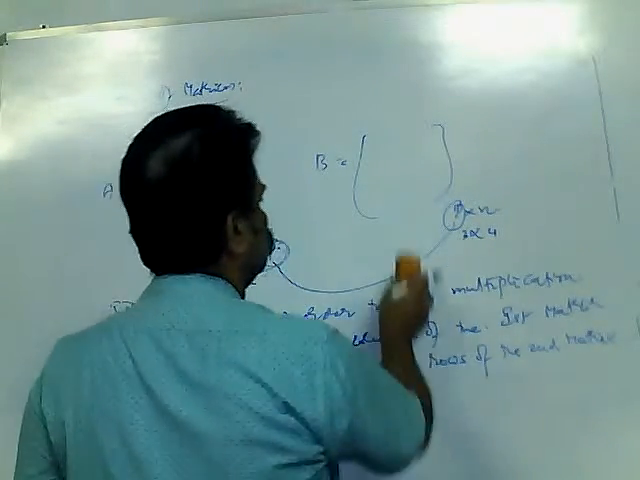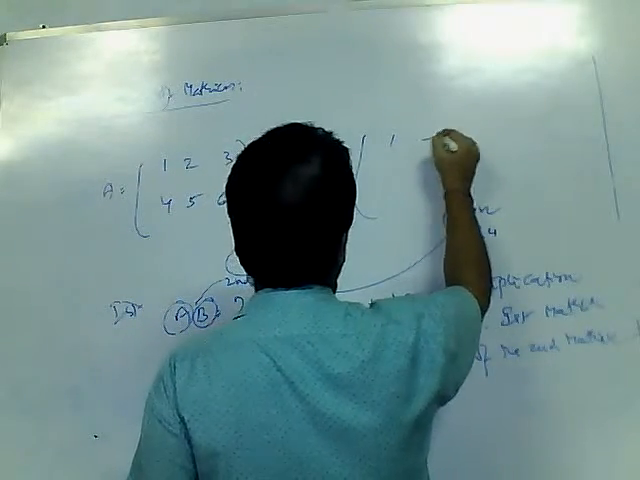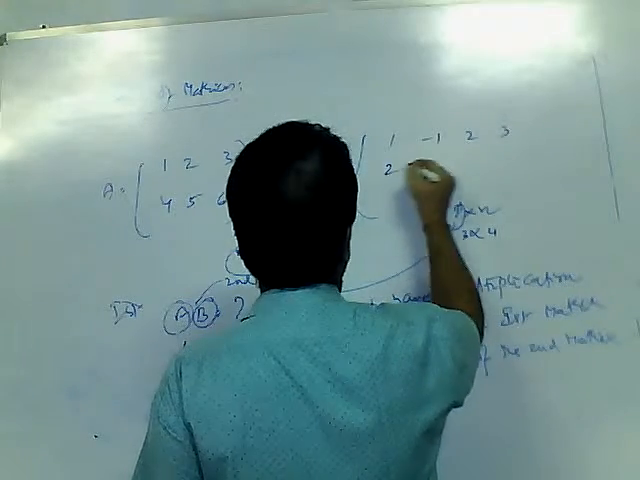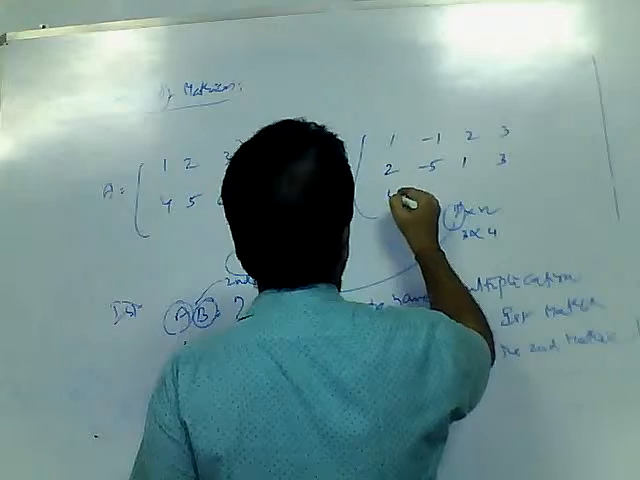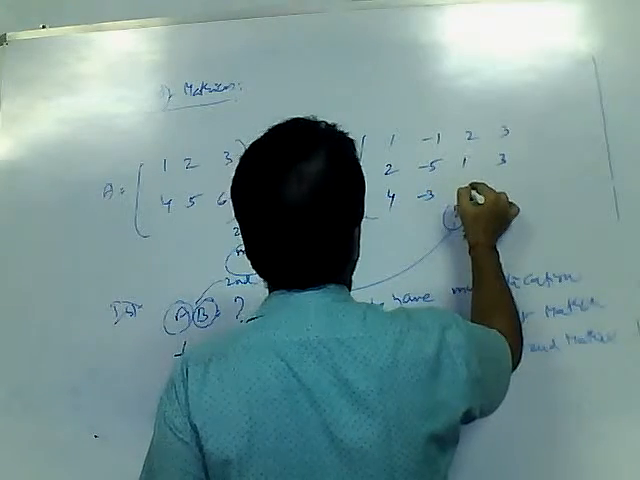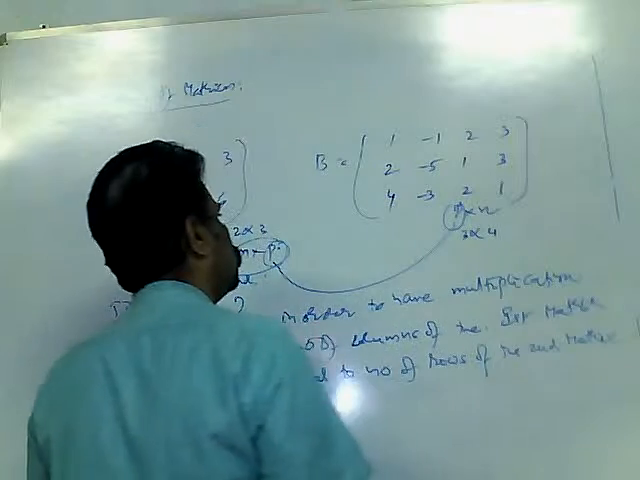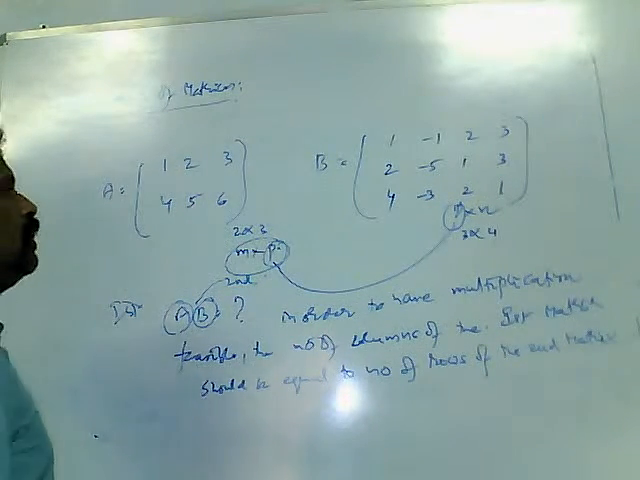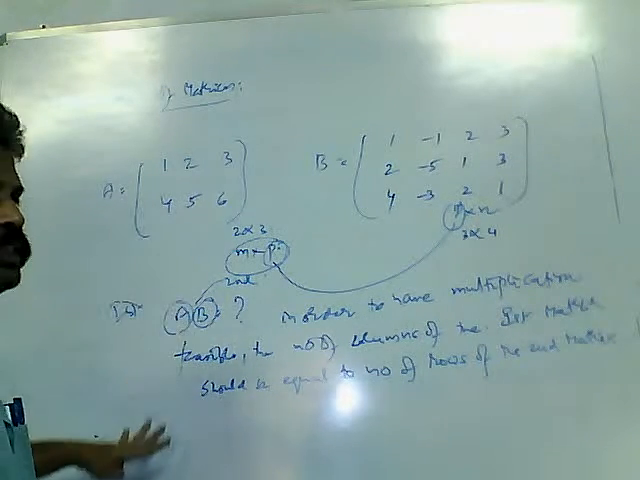Likewise, suppose this is 2 by 3 and 3 by 4. So I can take here 1, minus 1, 2, 3, with 3 rows and 4 columns; 2, minus 5, 1, 3; 4, minus 3, 2, 1. What is this? 3 rows and 4 columns here, right? Now, how to go about it, we'll see. I'll see in general. Do you understand the condition?